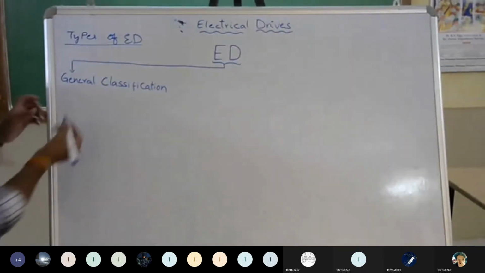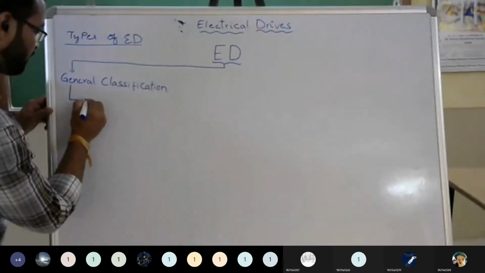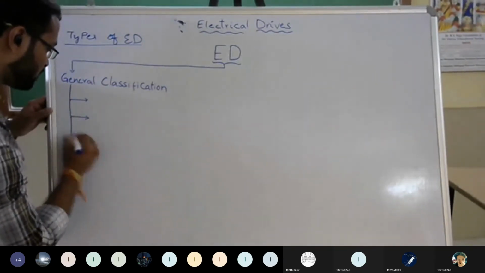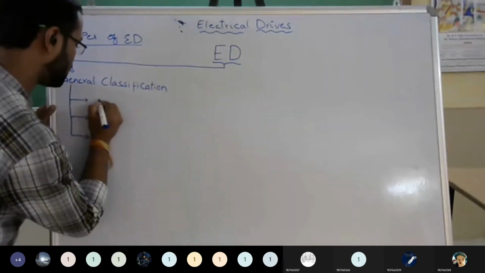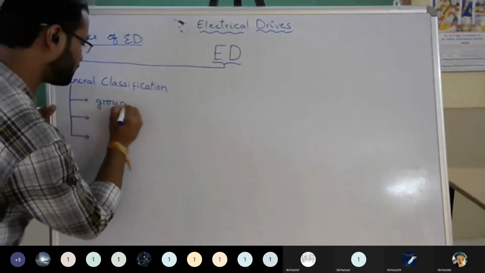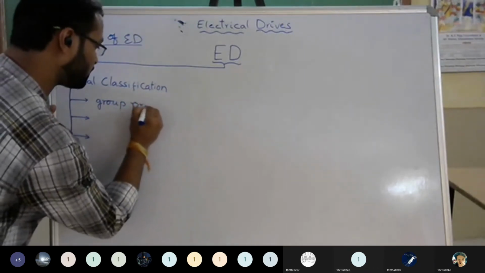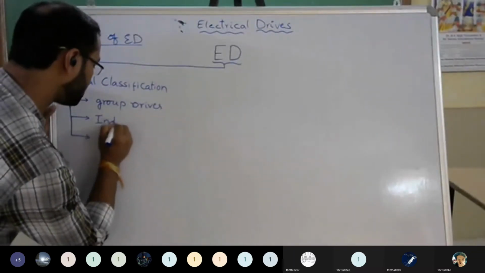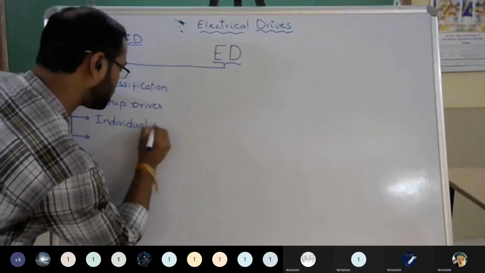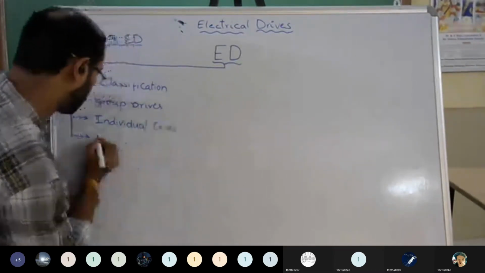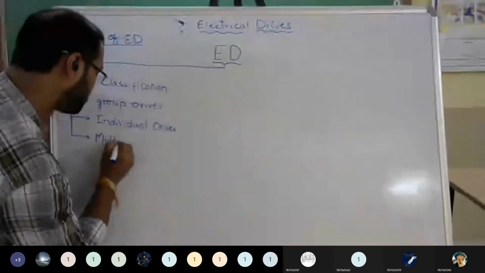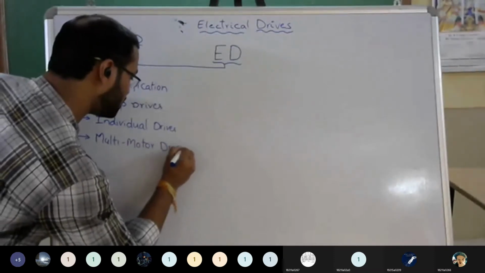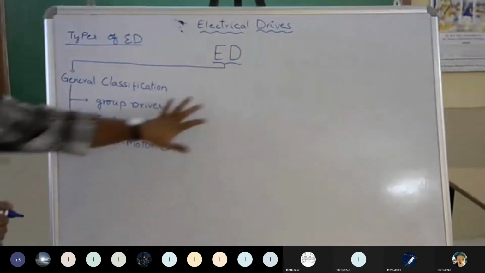In this general classification, there are three types of drives available. We will divide electrical drives into three types. One is group drives. The second one is individual drives. The third one is multi-motor drives. So what are group drives?